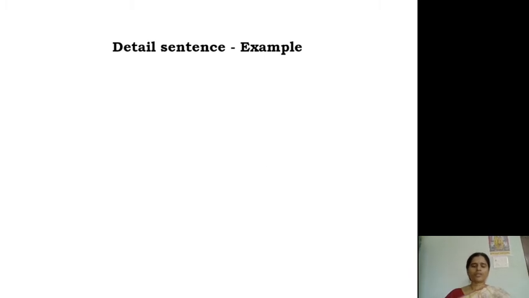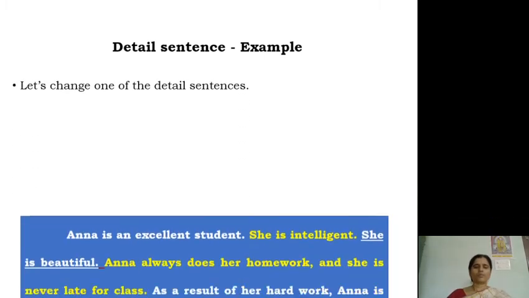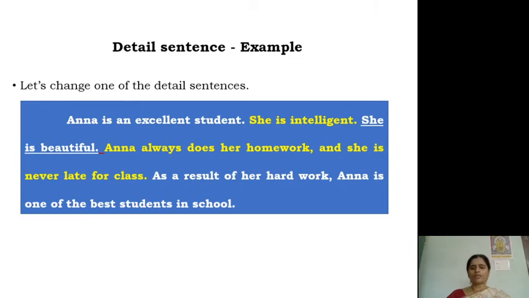Now, let us see another example. I've taken one more example for you. Anna is an excellent student, the same paragraph, but I've added one more detail sentence here. That is, she is beautiful. So, she is intelligent, she is beautiful, she always does her homework, and she is never late for class. But what is the topic sentence? The main idea of the paragraph is, Anna is an excellent student. So all the supporting details that we provide should support this main idea that she is an excellent student.